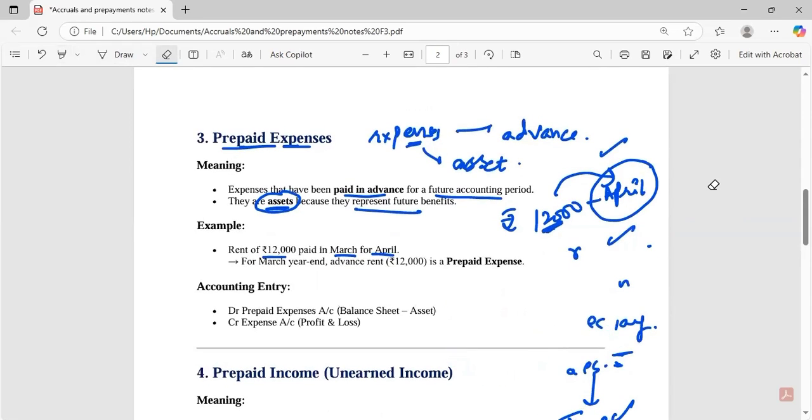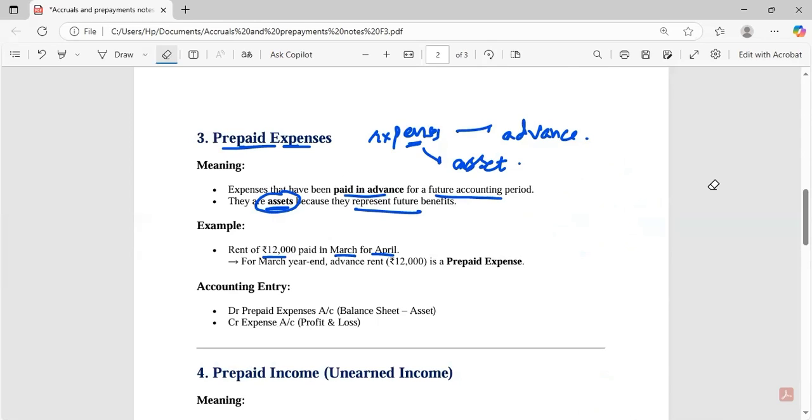So the same concept applies here that we have already paid an expense in the month of March, but since it was related to the month of April, we will record it in the month of April only. This is the advance rent which we have paid. So it is our asset. Now let's see how this entry is made.